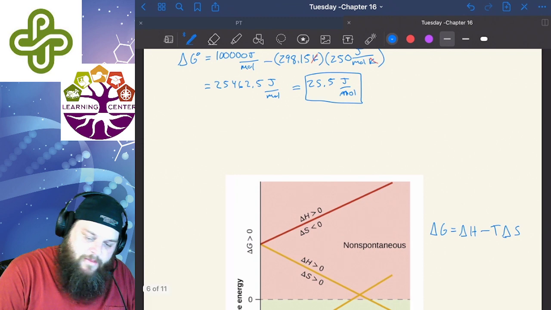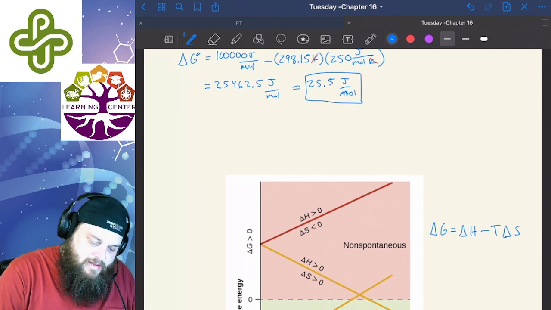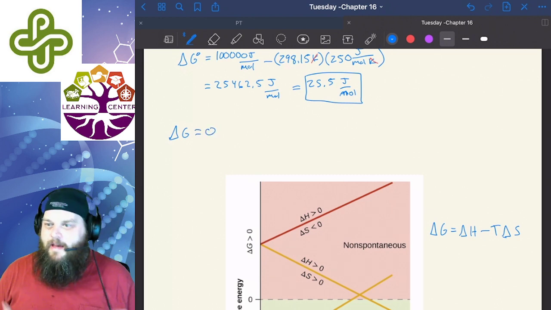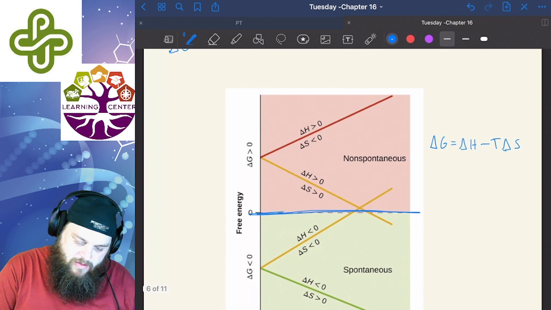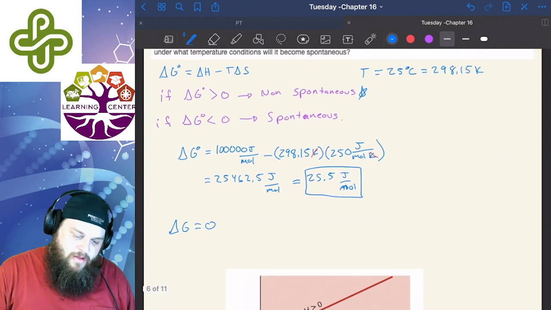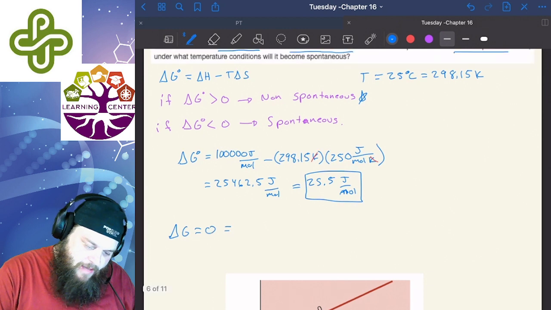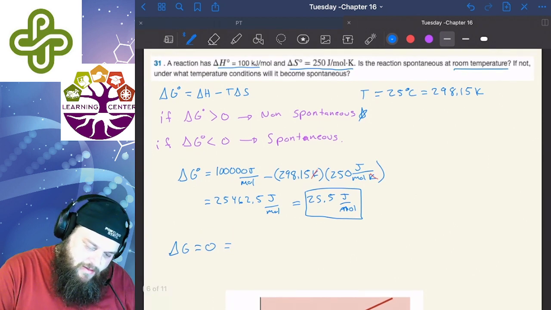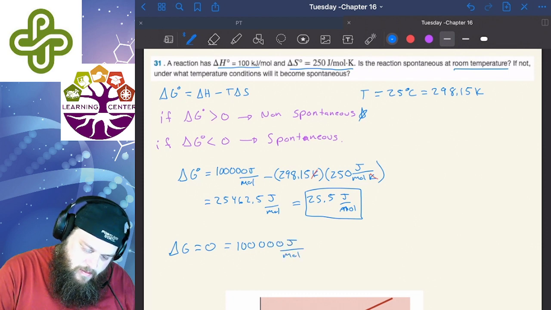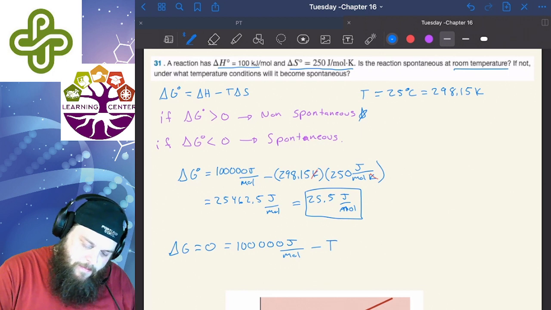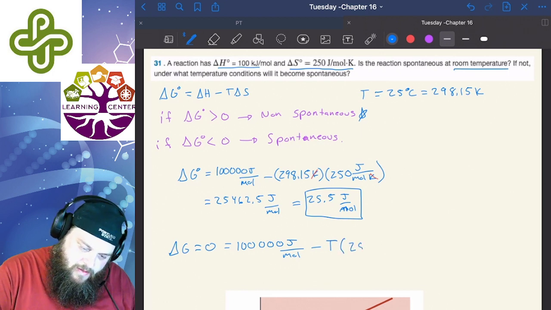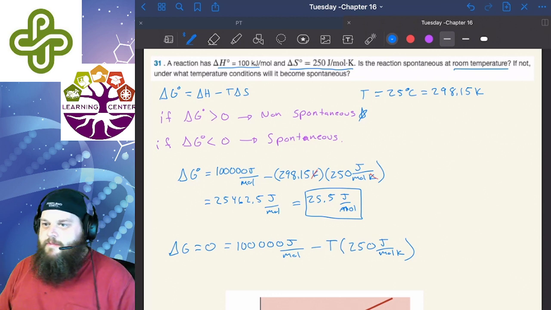So to answer the second part of the question, we really want to find out, when is Gibbs free energy equal to 0? When does that happen? When do we cross this threshold right here? At what temperature? We know the delta H value is 100,000 joules per mole, minus the temperature times 250 joules per mole Kelvin. So we want to find out what that temperature is going to be.